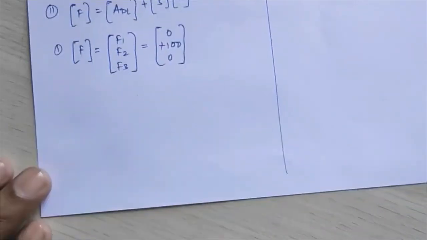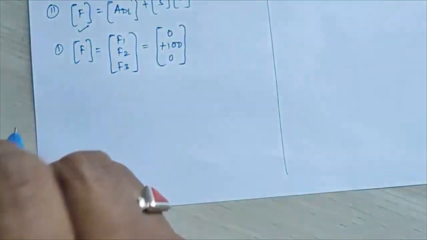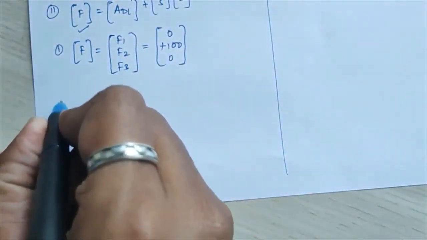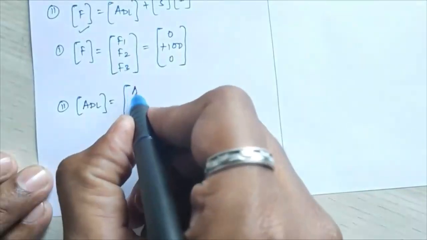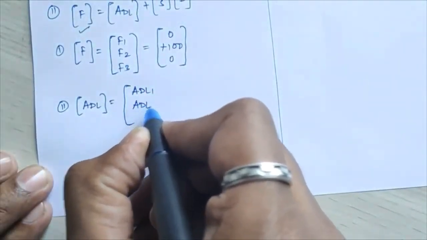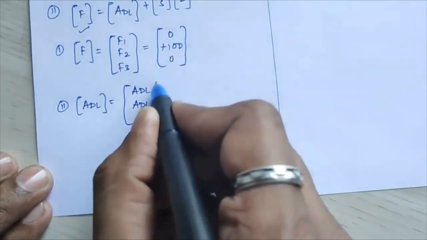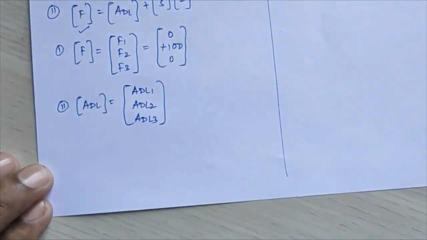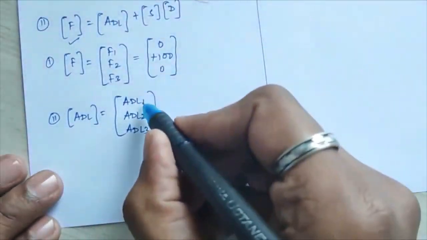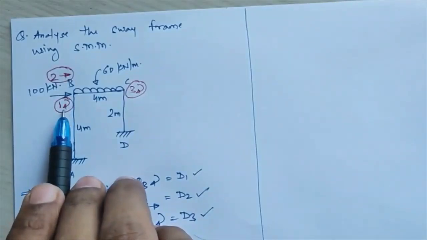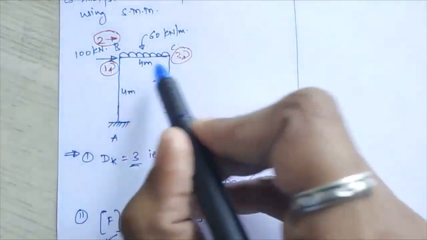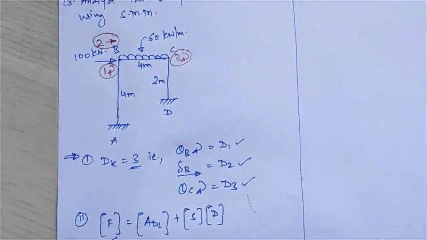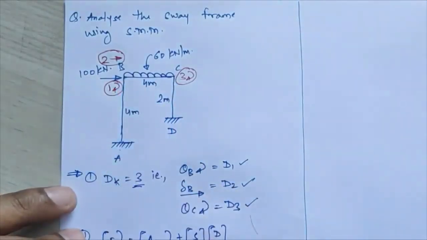Right, so your first matrix is done here. Now we'll proceed to our second matrix, that is the ADL matrix. Again we'll have three values in that, ADL1, ADL2 and ADL3, so we have to calculate these three values. Now ADL1 is your selected rotation, so that will be your combination of moments acting at this point, that is MFBA and MFBC, the friction moment of BA and the friction moment of BC. Same way ADL3 will be your combination of MFCB and MFCD.